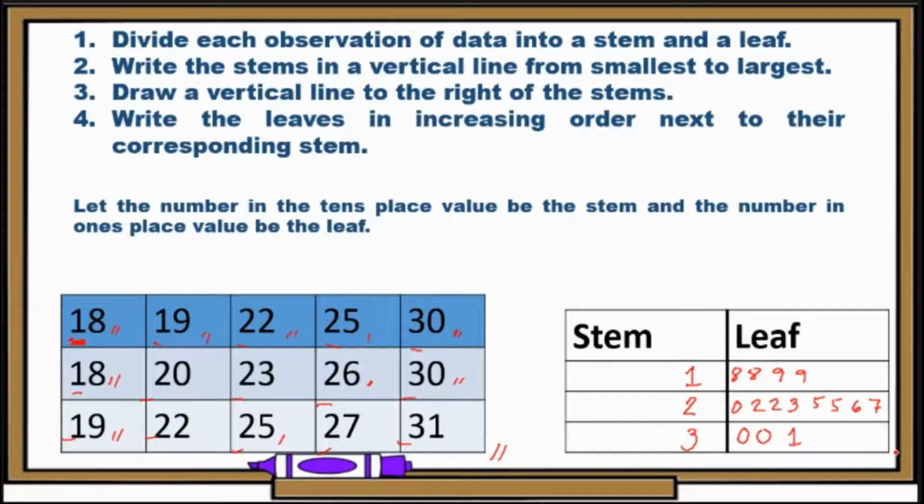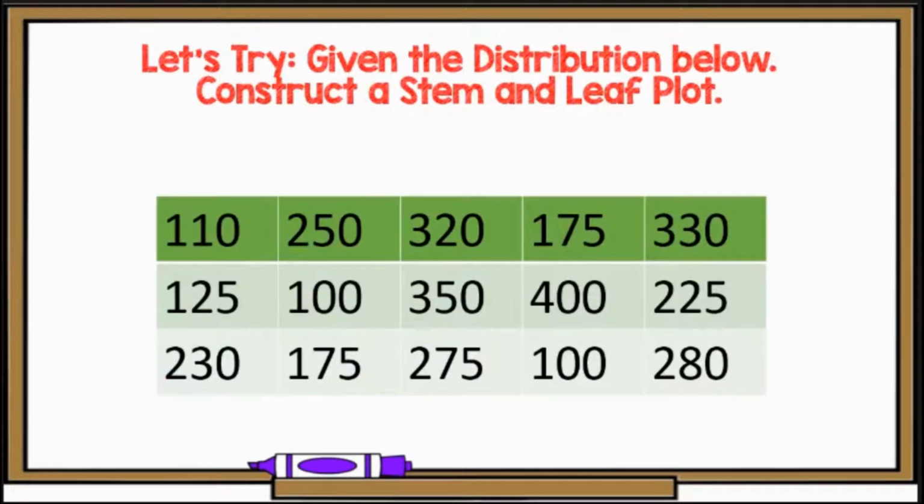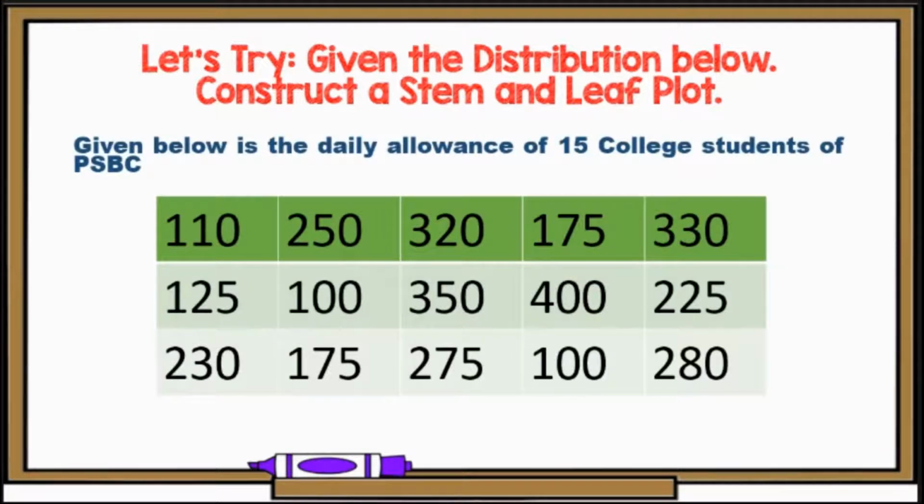Okay? I hope that was clear because now I will give you an activity. So I will post the instructions on the Google Classroom. This is your activity. Given the distribution below, construct a stem and leaf plot. This is the daily allowance of 15 college students of PSBC.